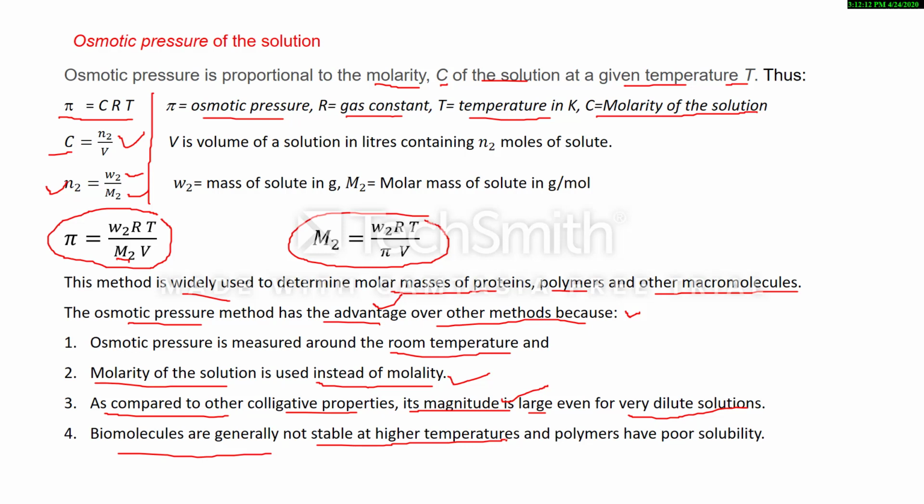That's why elevation of boiling point method is not used. We can use this osmotic pressure method. At the same time, polymers have poor solubility. That's why other methods are difficult for determining the molar mass of polymers, but osmotic pressure can be used easily.